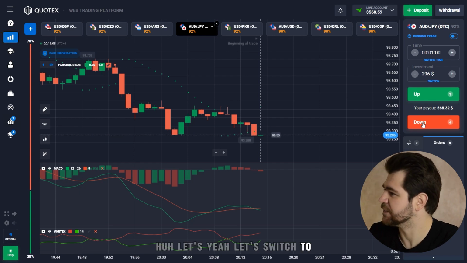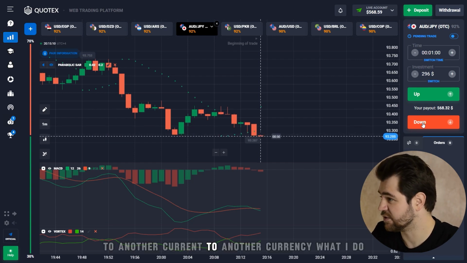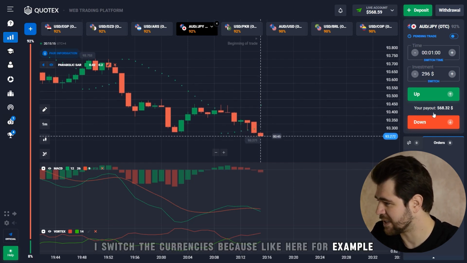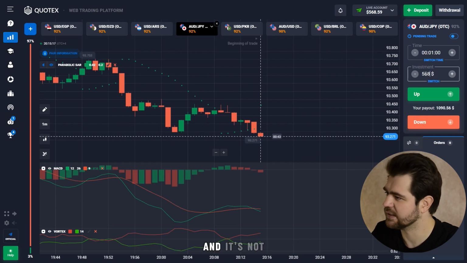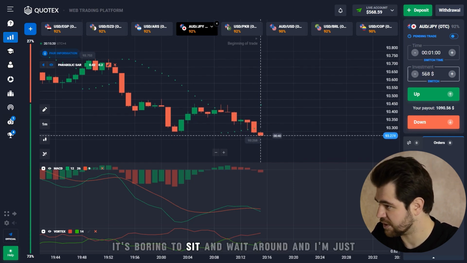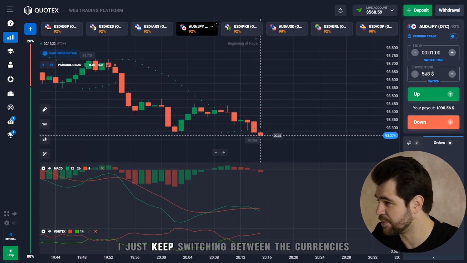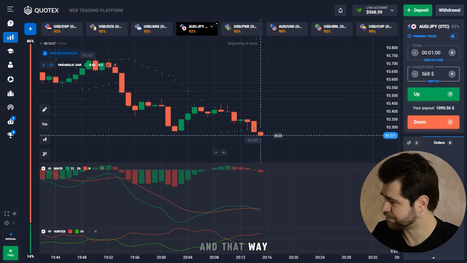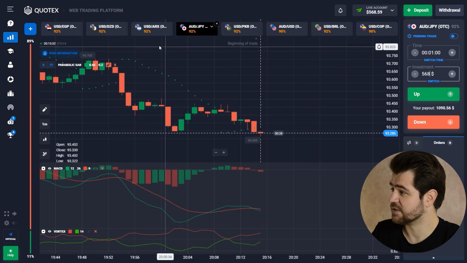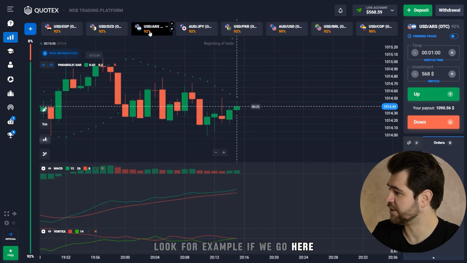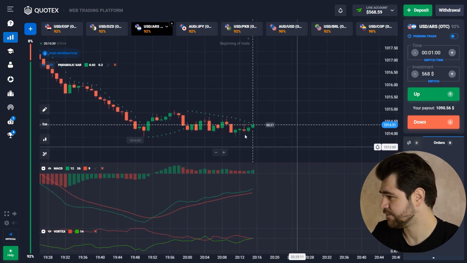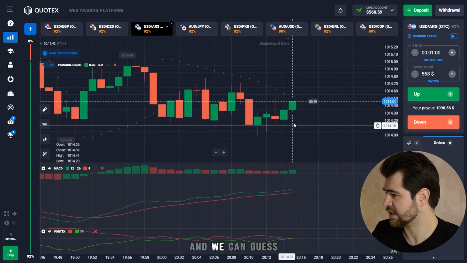Let's switch to another currency. What I do, I switch between the currencies because, like here, for example, I would have to wait for this perfect moment, and it's boring to sit and wait around, and I just keep switching between the currencies, and that way we can look, for example, if we go here. Okay, so we see a flat market here, and we can guess.